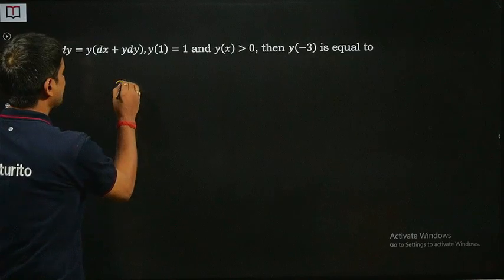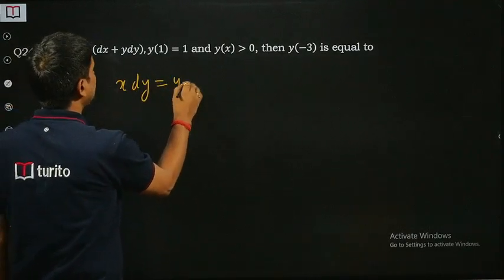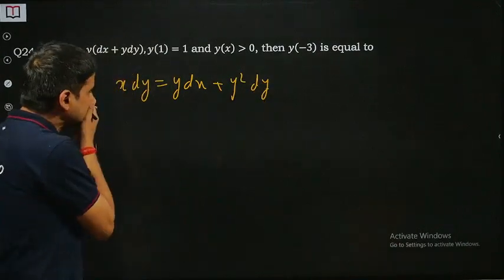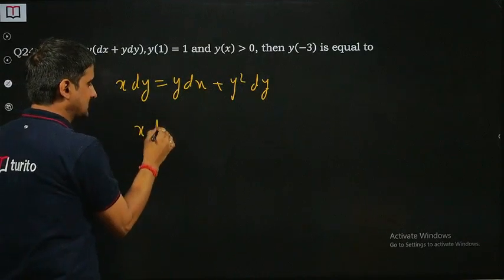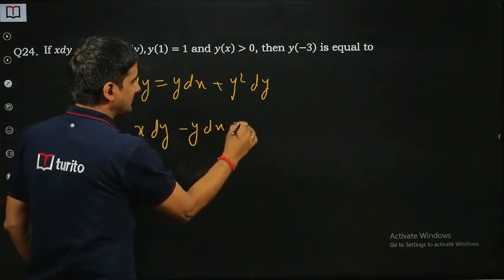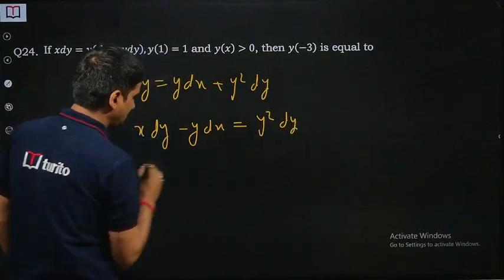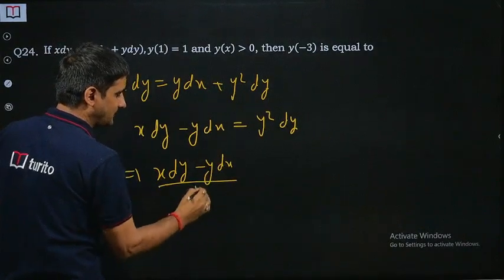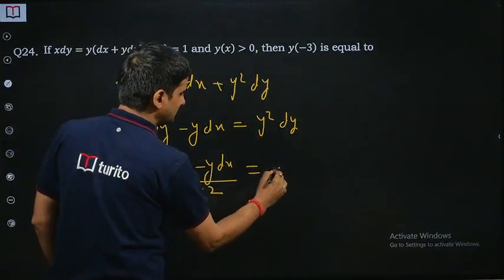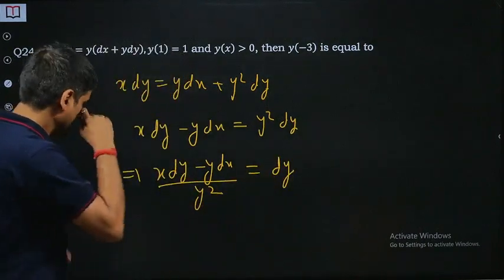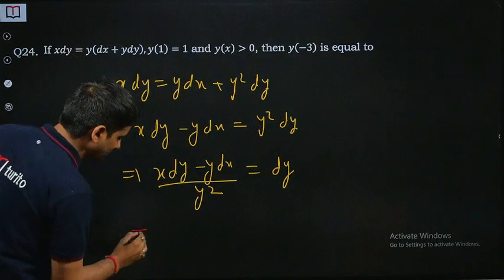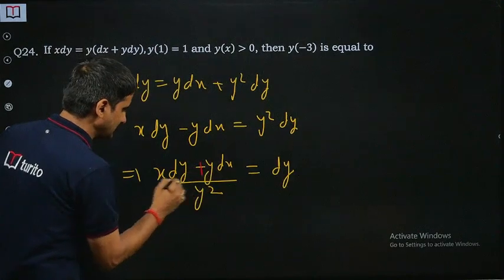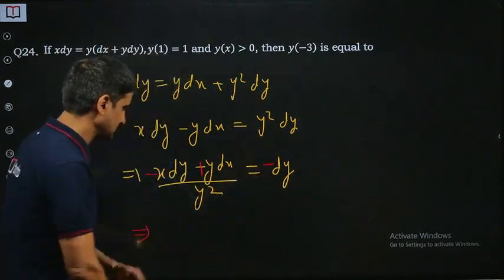x dy is equal to y dx plus y square dy. So what should we try? See, we may go for x dy minus y dx is equal to y square dy, and then if we wish we can write it as x dy minus y dx by y square is equal to dy. Anything wrong here? Why? Because now we can use the quotient rule of differentiation. For that I will just change the sign, and this is it.